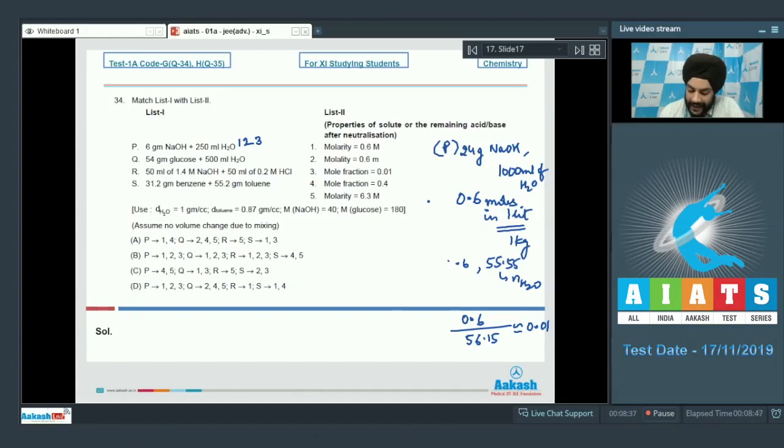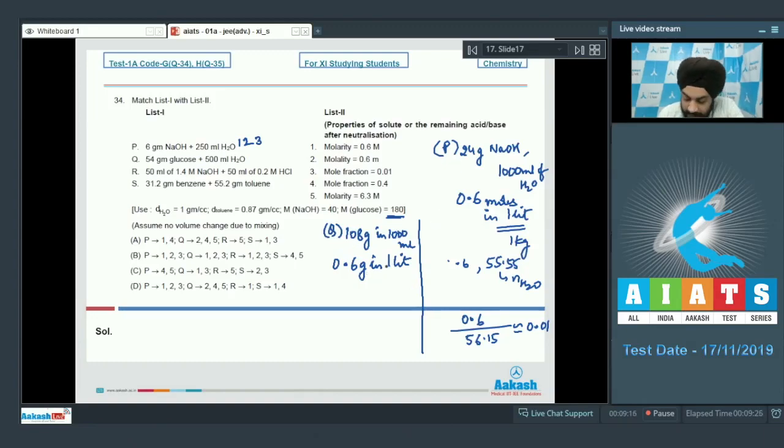Okay. Let's look at the second option now. In the second option, we have 54 gram of glucose present in 500 ml of H2O. So similarly, we can extrapolate it again, students. We can have 108 gram of glucose in 1000 ml of H2O. Okay. So if we talk about the moles of glucose present, the molar mass of glucose given to us is 180, students. So the number of moles of glucose will again come out to be equal to 0.6 in 1 liter. So we can clearly see that option Q will have the same answers as option P.